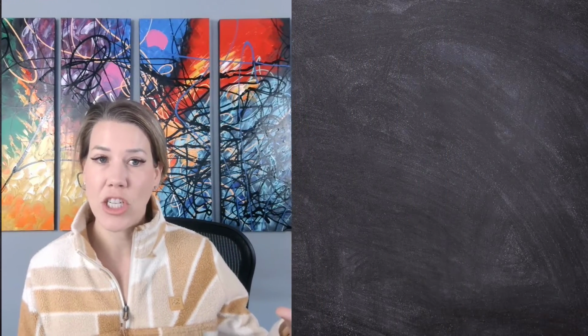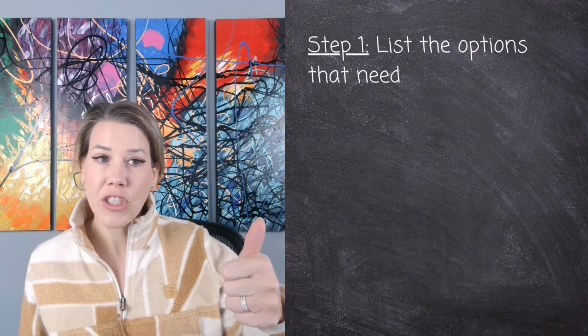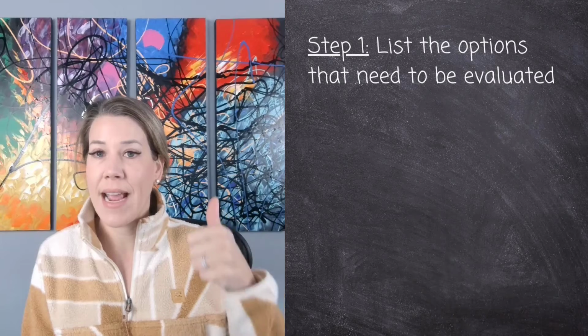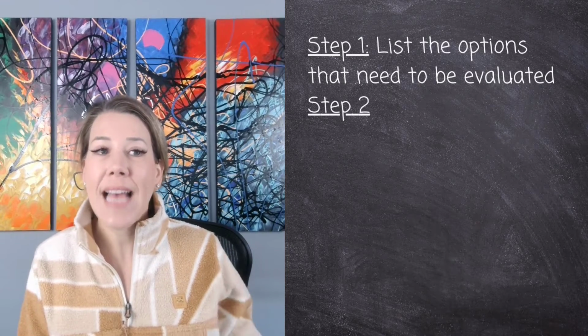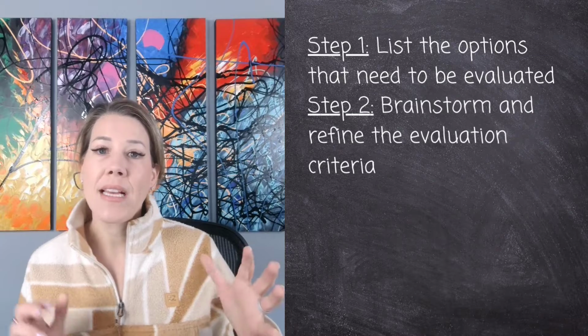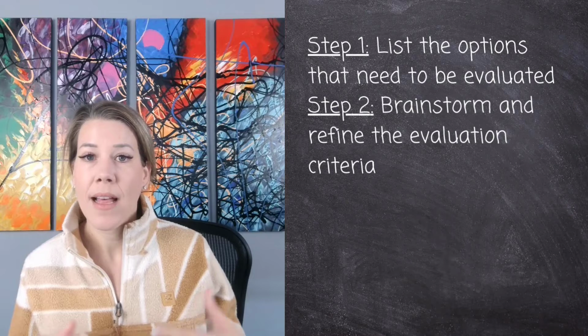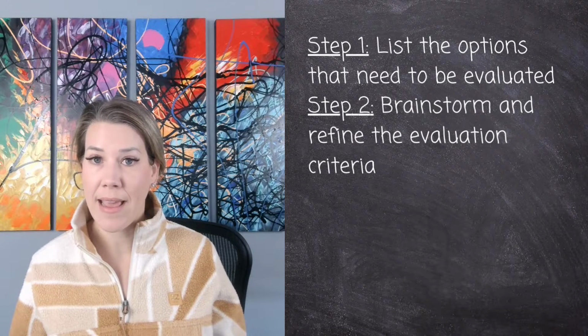Surprisingly, this can also be useful in your personal life. I will give you two examples today on how to use this tool. To get started, we're going to follow 4 easy steps, and I'm going to be working through an Excel spreadsheet. The first thing that we're going to do is list the options that need to be evaluated and prioritized. The second thing that we're going to do is brainstorm and refine the evaluation criteria that will be used based on the situation at hand.